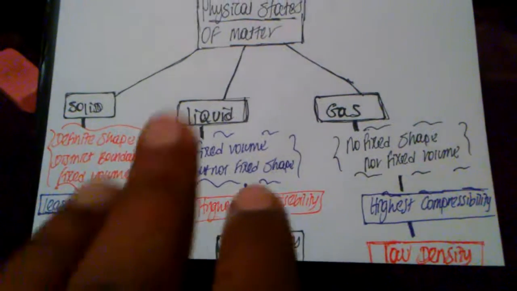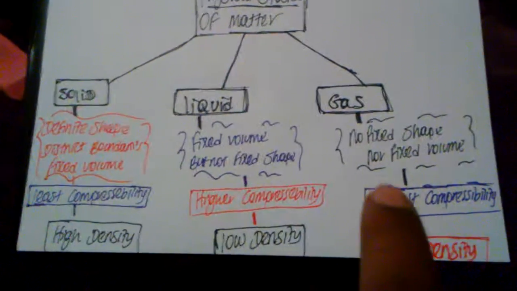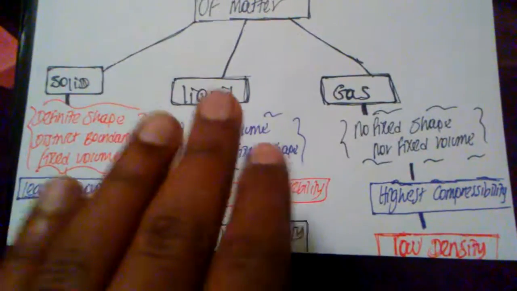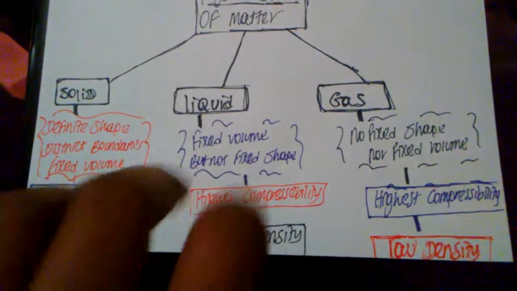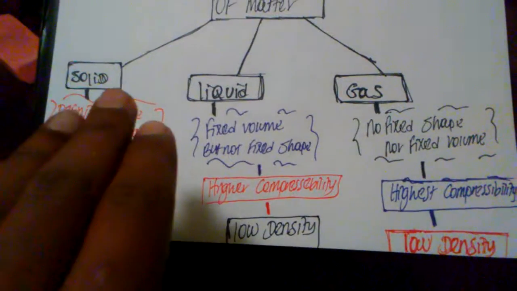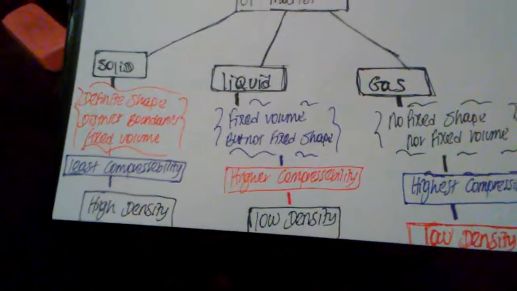The only difference is that liquid has a fixed volume and gas doesn't, and the particles are spread out apart. In liquid, they're a little tighter, but they still have some space in the middle. In a solid, it's all tight and you can't even make a space in it.